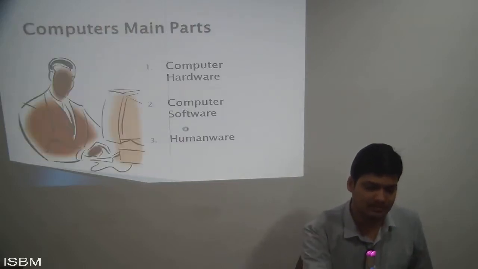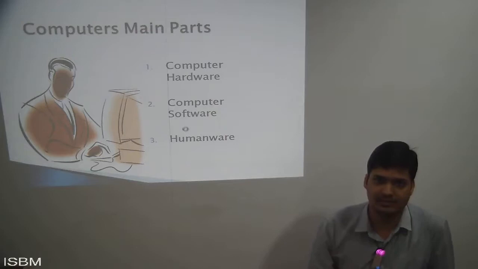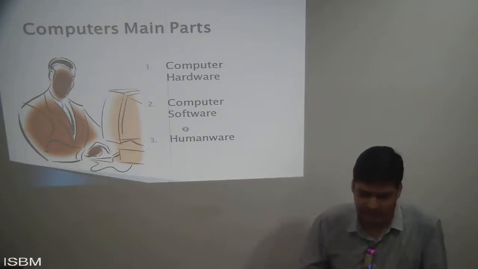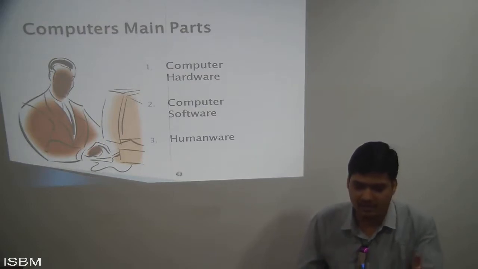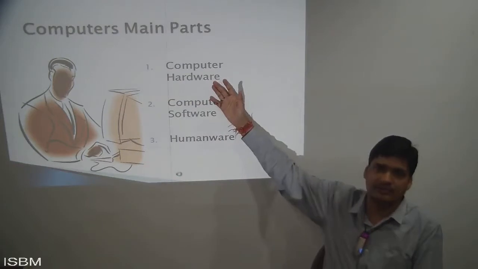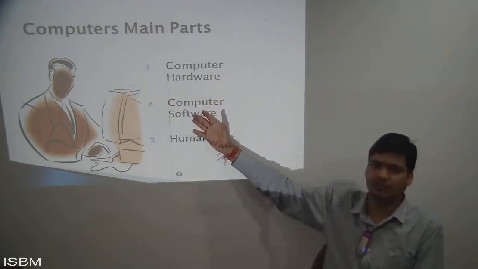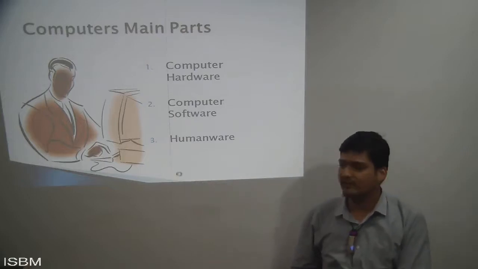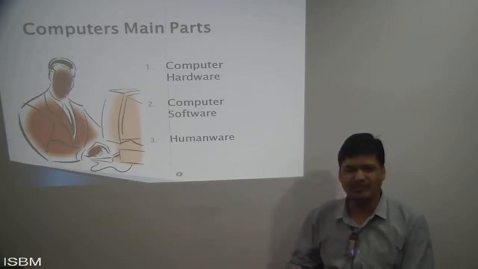Next is the computer's main parts. What are the main parts of the computer which we learn about over here? There are three parts. Every computer has three parts. One is computer hardware, then computer software, then humanware. What is computer hardware? What is computer software? We have learned about these.